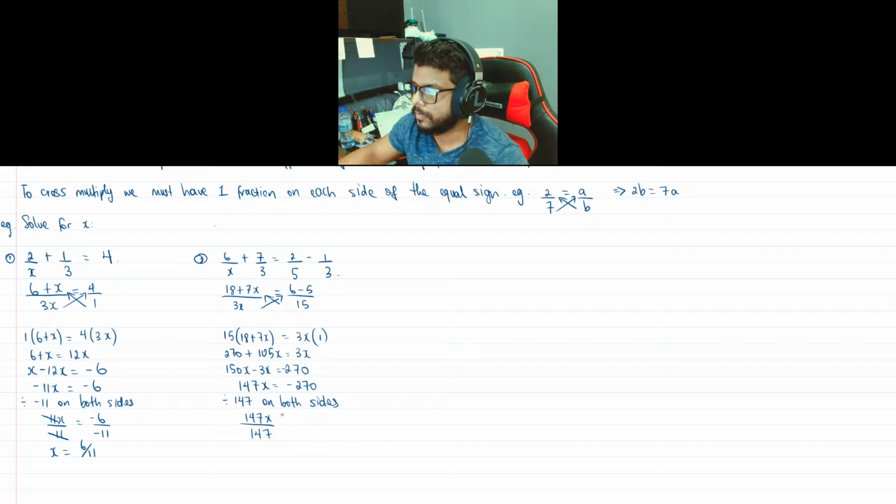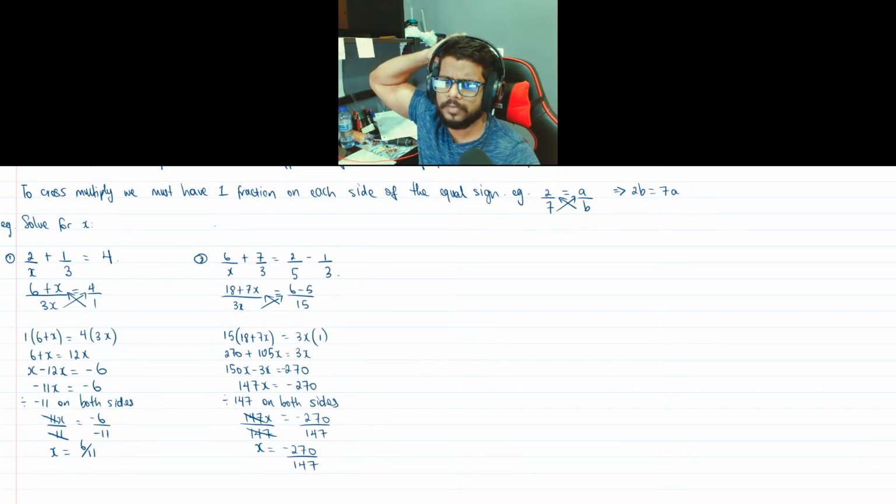Over 147 is minus 270 over 147. You can cancel with you all the time. X is minus 270 over 147. No need to simplify it if you can't, right? When we reach that stage, we will learn how to simplify things easily.